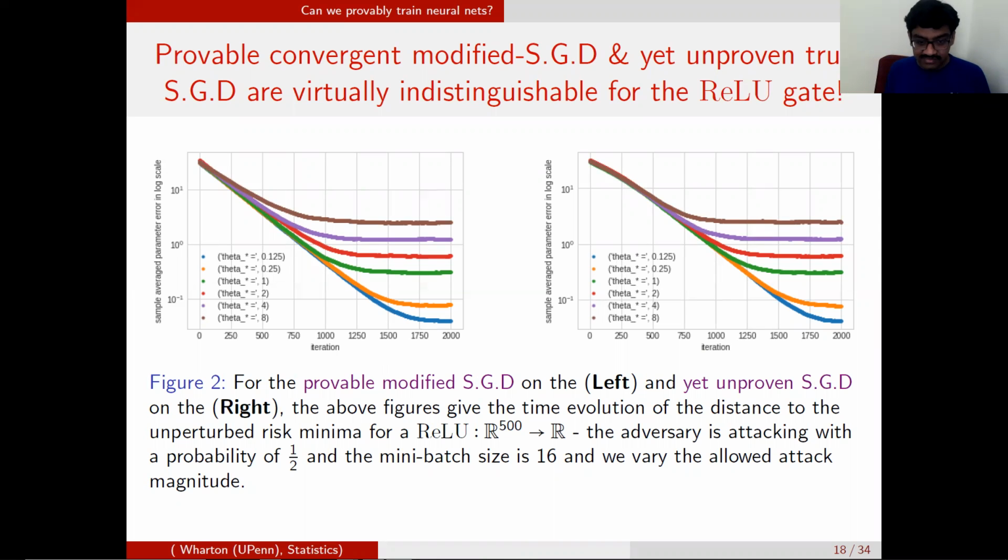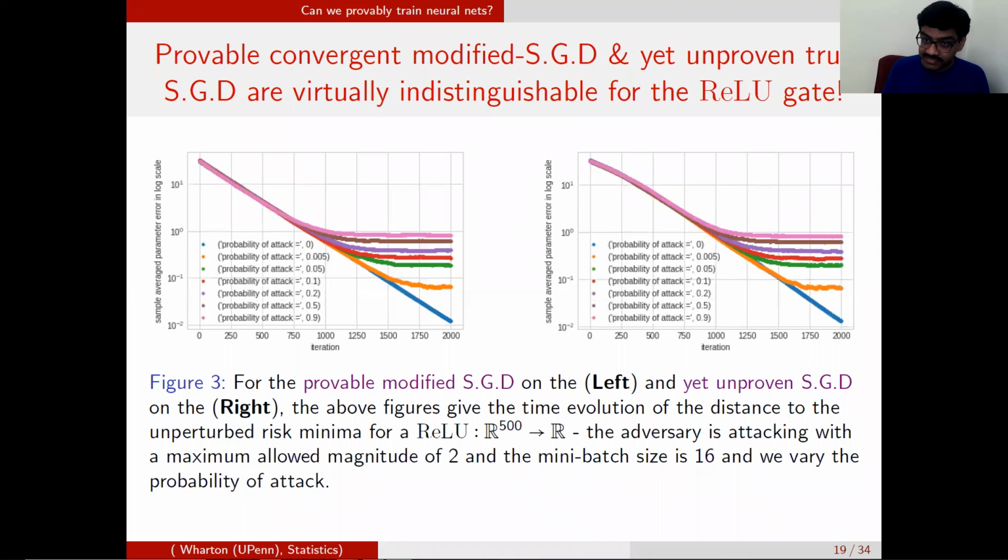This is, I think, an important message here. And this also happens in the probability of attack way of thinking. Blue is when there is no attack happening, and pink is when there is an attack happening. And there is a graceful degradation. Again, SGD on the right and the modified SGD on the left have nearly identical plots, while the left-hand diagram is provable, while the right-hand diagram is not provable.